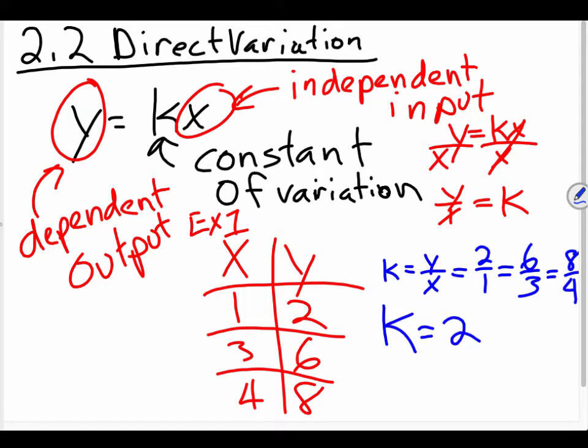What if I were to change this last number to 11? It wouldn't work, because over here I would have 11 over 4. Does 11 over 4 equal 2? No. So I couldn't say that k equals 2. Does that make sense? All right, cool. Let's move on to example number 2.